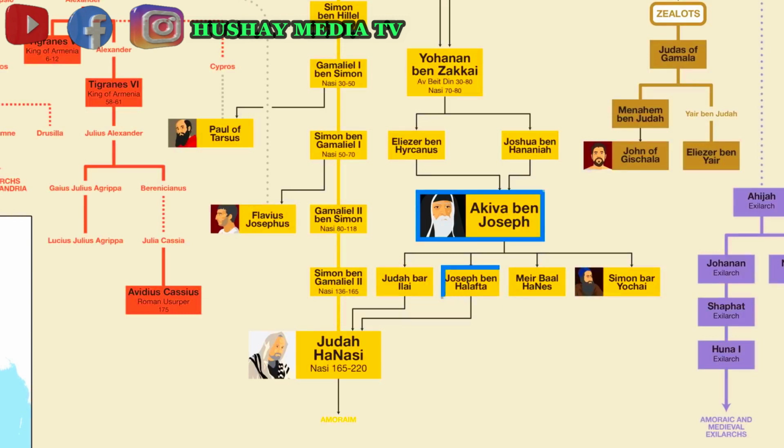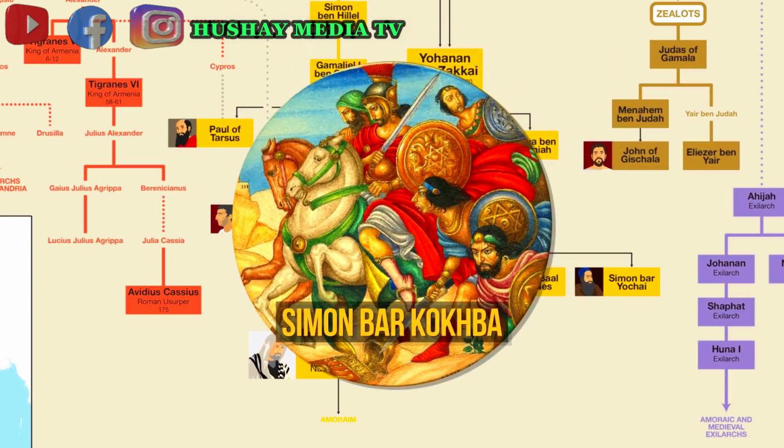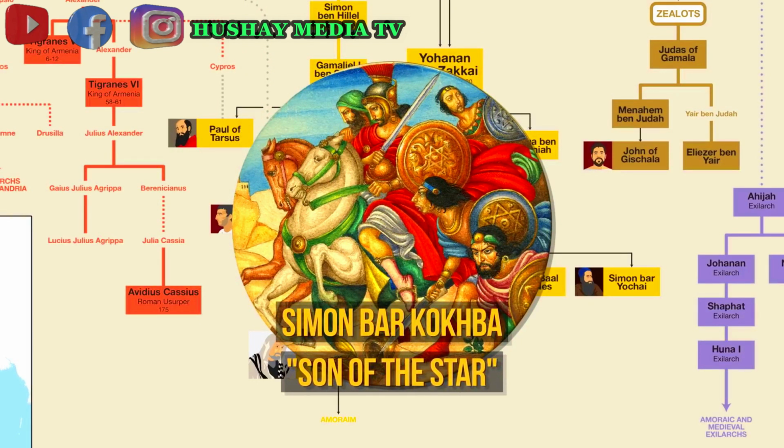It was during the period when Rabbi Akiva was the main teacher at Yavne that a Jewish military leader named Simon bar Kokhba arrived on the scene. In Aramaic, bar Kokhba means son of the star, and was a nickname given to him by Rabbi Akiva, based on Akiva's belief that Simon was the promised Messiah. And for a while, it seemed as if Akiva was correct.